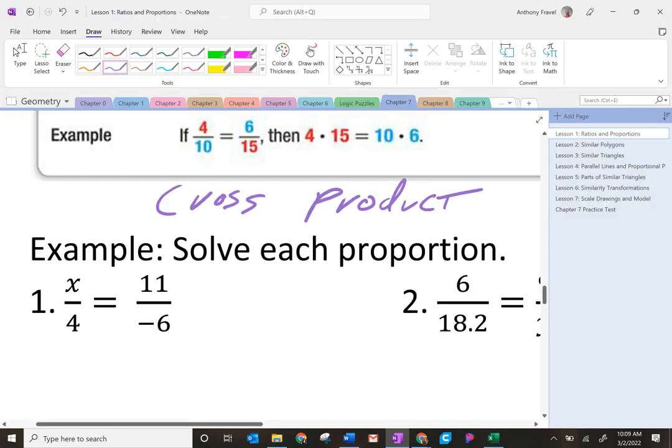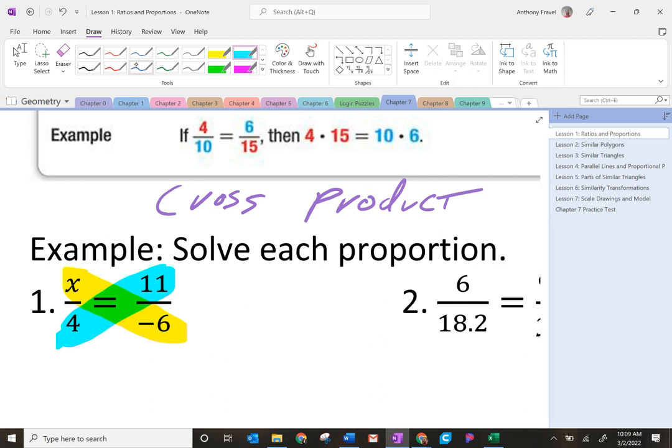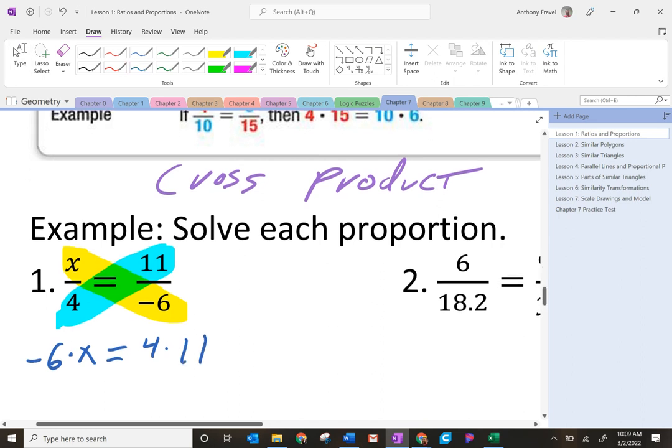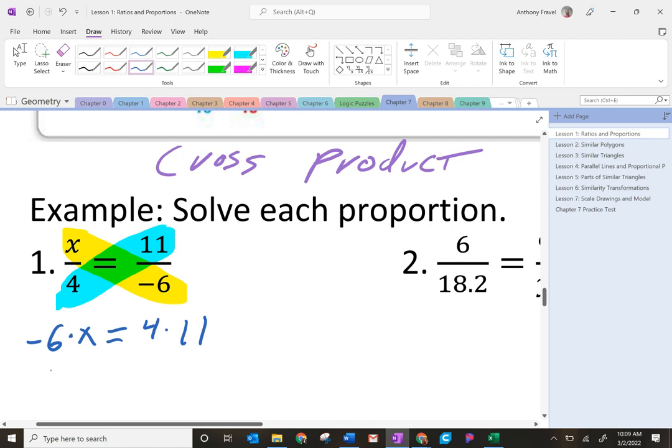All right, the first two again, I'm going to do by myself. Reminder for cross products, it's going to be like this little X sort of thing. So these two are going to go together, and then these two will go together. So as I write it, I would get -6 times x equals 4 times 11. This would turn into -6x. This would turn into 44.